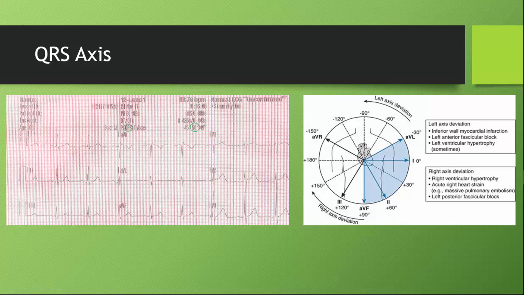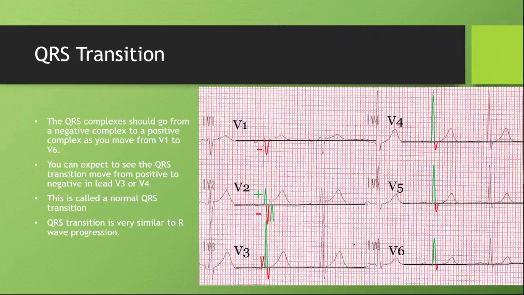And just really quickly, why it's important to know where your QRS axis deviation is: remember, if you have a deviation, so if this number is in between negative 30 and negative 90, your patient actually might be having an inferior wall MI. And if you see a QRS deviation between 90 and 180, maybe an MI in the lateral leads. So the next thing we're going to talk about is a QRS transition.